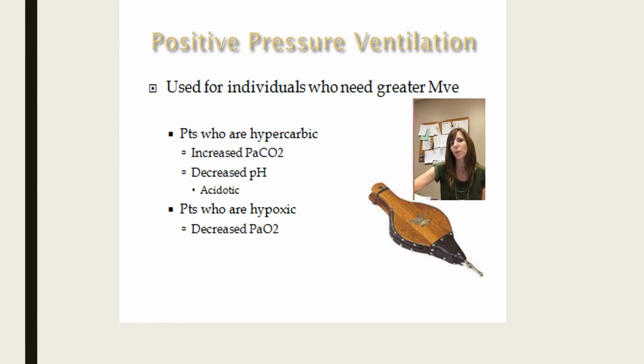If somebody's CO2 is greater than 45, we say they're hypercarbic, and their pH is less than 7.35, we say they're acidotic. So if we have a patient whose CO2 is high because they're not breathing, we're going to say their minute ventilation needs to be improved by putting them on a mechanical ventilator. So if a patient is apneic, not breathing, or they're not breathing enough, meaning their minute ventilation is not high enough, we're going to have to put them on a ventilator.